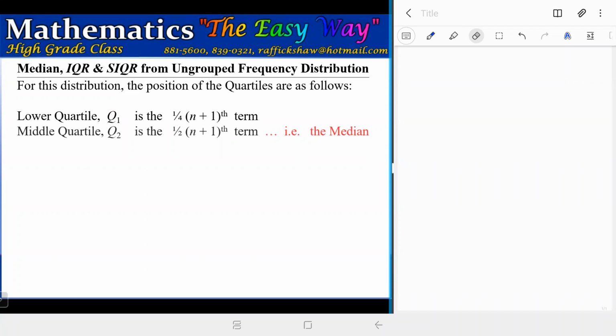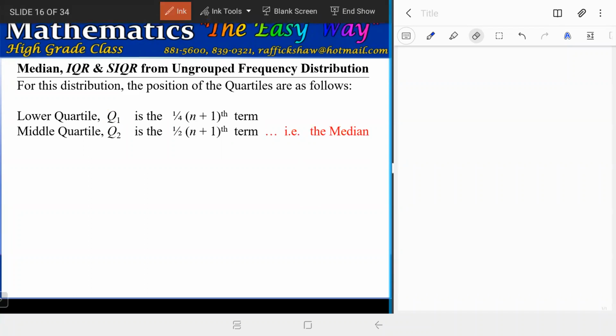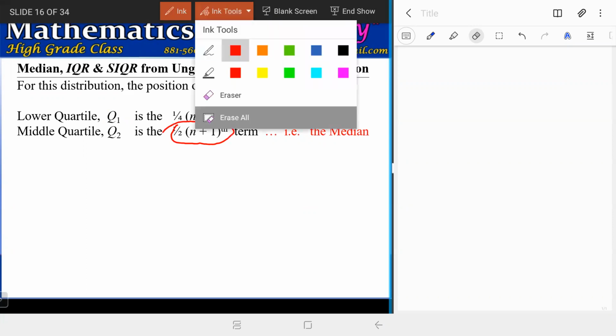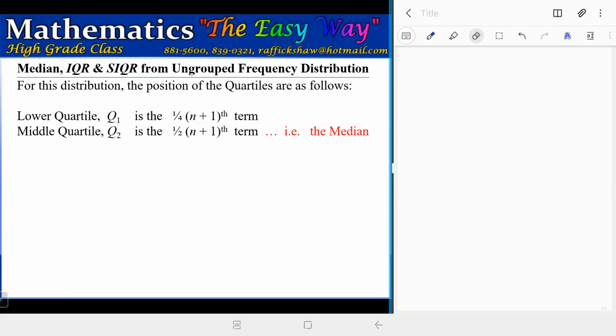The middle quartile, which is also the median, is a half of the n plus 1 term. That's where it is located. Then the upper quartile is the third quartile, three quarters of the n plus 1 term. That's where the upper quartile is positioned. So let me give you some values and explain it.